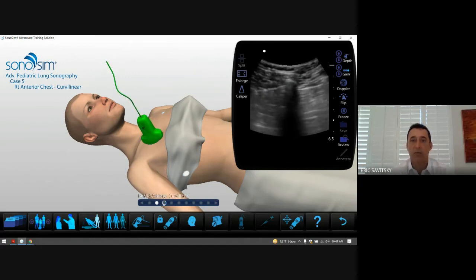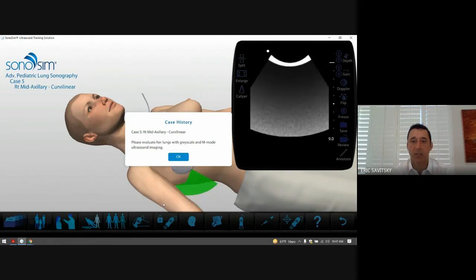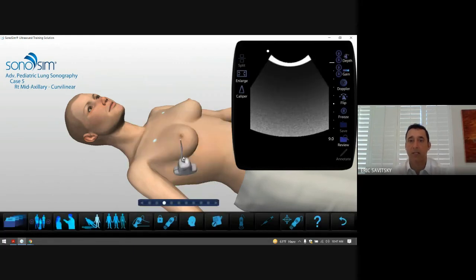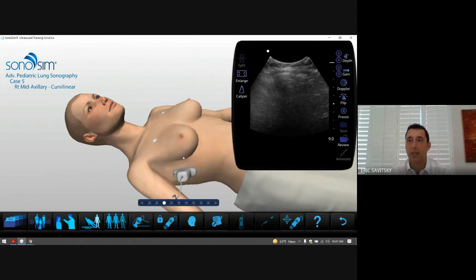I'm going to move down to the right mid-axillary region here, and we're going to look at the right mid-axillary region. And here we're able to see the margin of the liver and some lung movement, and there's not a significant pleural effusion because there's no anechoic fluid collection there, so that actually looks normal.